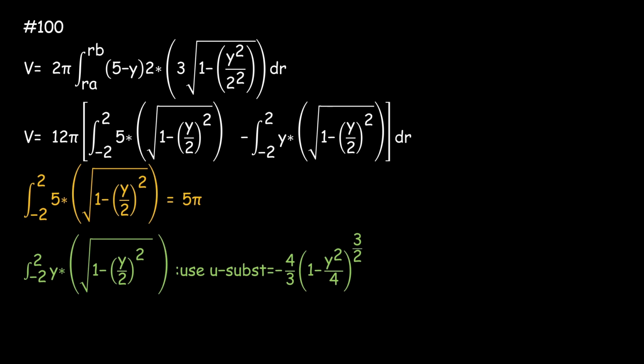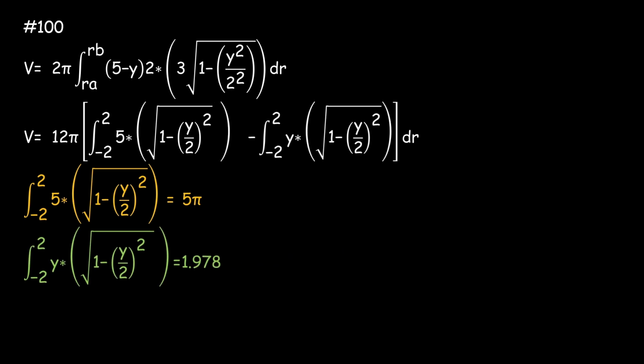For the second part of the integral, we want the value of the integral of y times the square root of 1 minus (y over 2) all squared. We use substitution like I said, or you just use the notion of the derivative being part of the question itself, and you should get negative 4/3 times (1 minus y squared over 4) all raised to the power 3 over 2. Remember, it's 3 over 2 because we add 1 to the power and divide by that new power. Substituting negative 2 and 2, we should get 1.97.